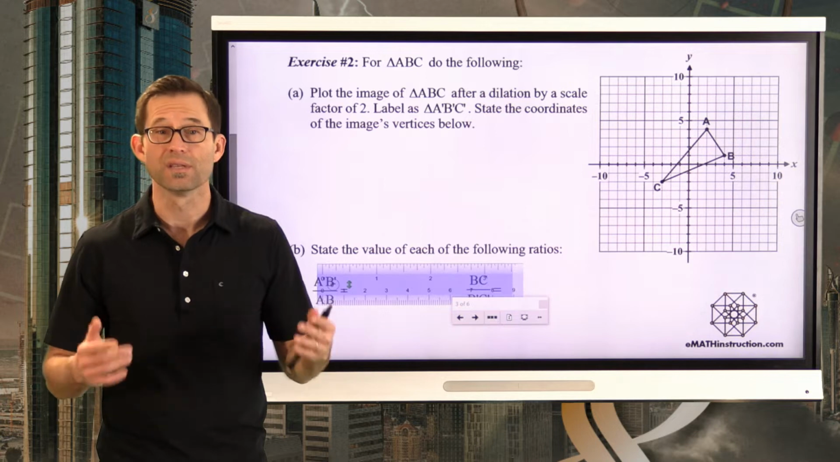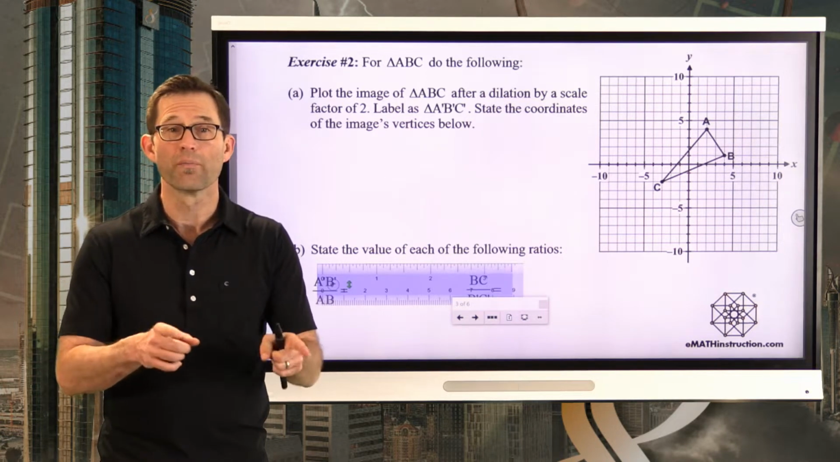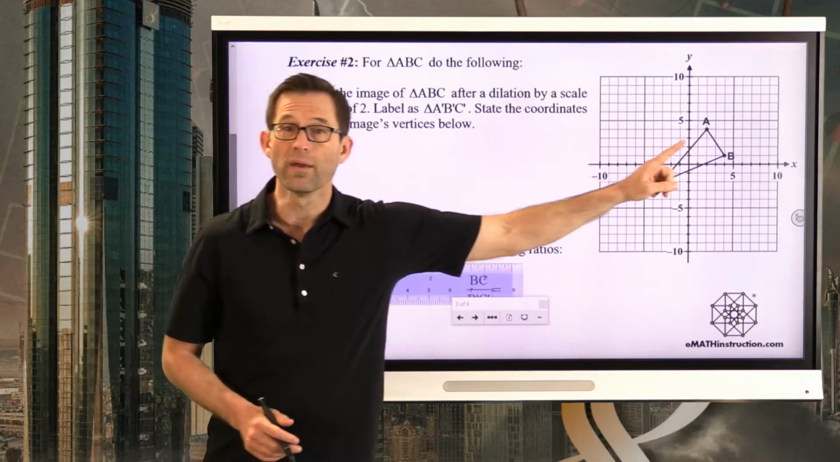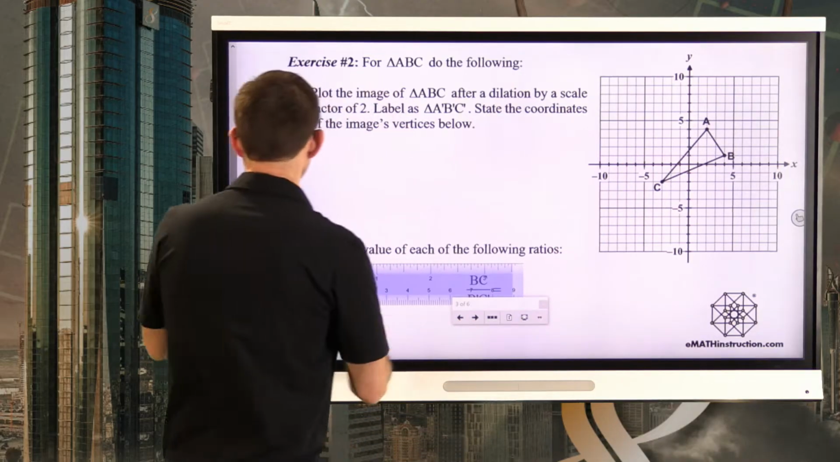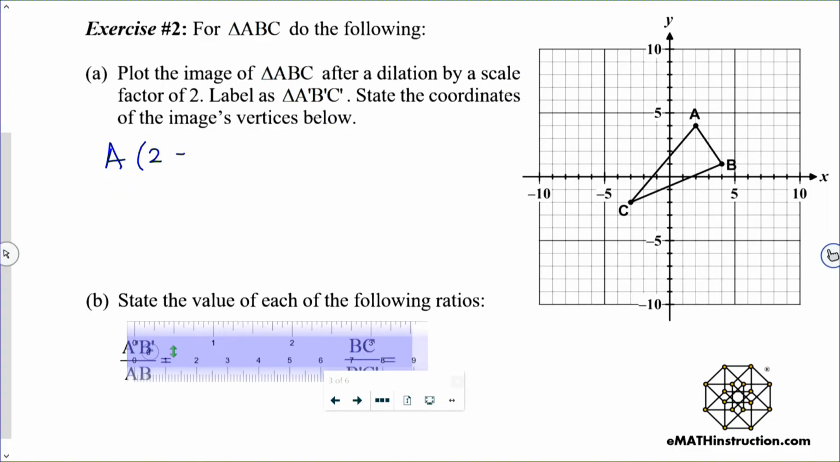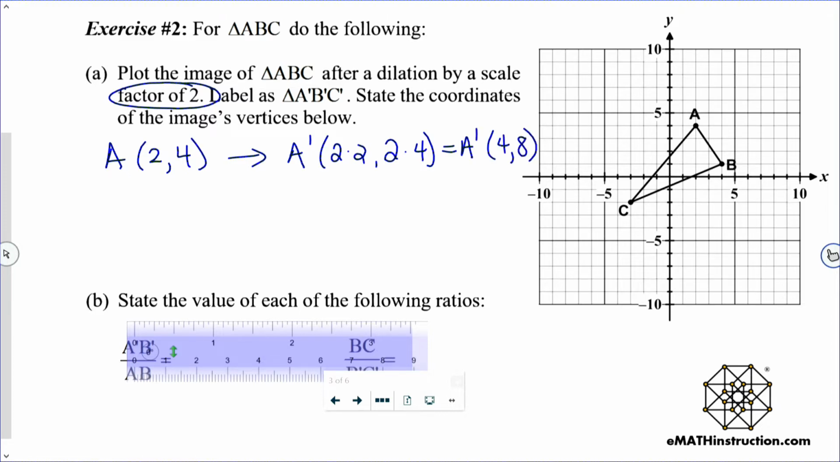All right, so it's really this easy. Let's do it for A together and then have you do it for B and C on your own. So here we've got point A, and it's at coordinates 2, 4. And we know we have a scale factor of 2. So A prime is going to be 2 times 2, 2 times 4, which gives me A prime at 4, 8. All right, so let me go ahead and plot that. Here's my A prime at 4, 8.